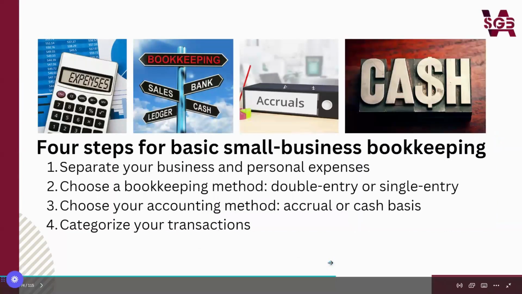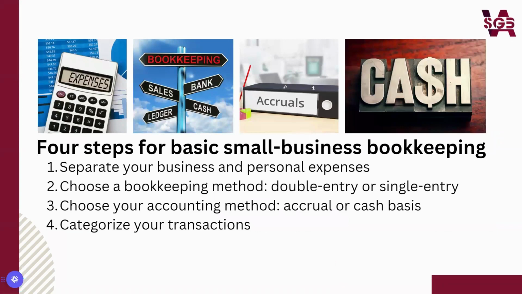There are four steps for basic small business bookkeeping. First, separate your business and personal expenses. Second, choose a bookkeeping method. In QuickBooks, there's no need for you to choose, because if you will be using a bank feed, it will give you information on how much money you spent and how much money you received. But in general terms, bookkeeping in QuickBooks uses the double entry method.